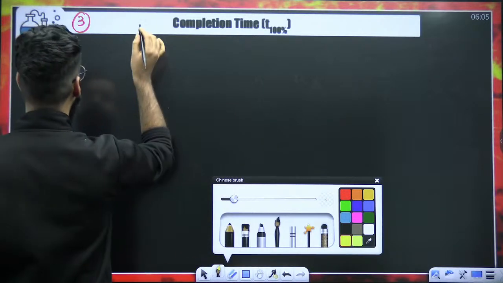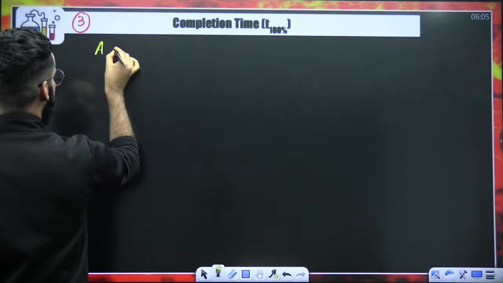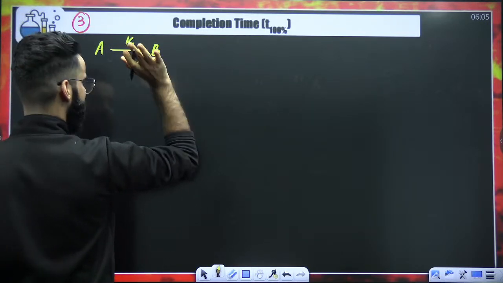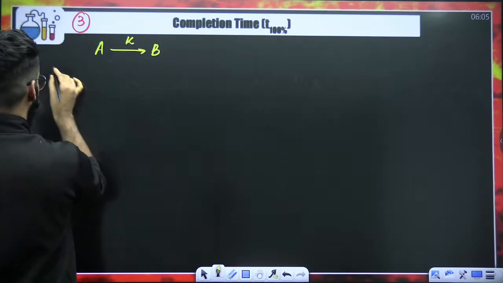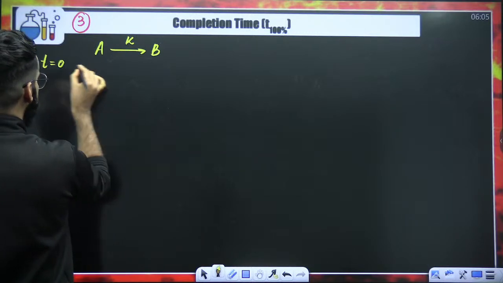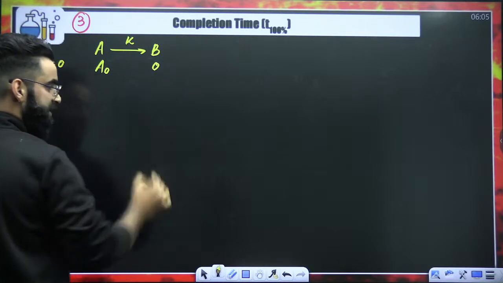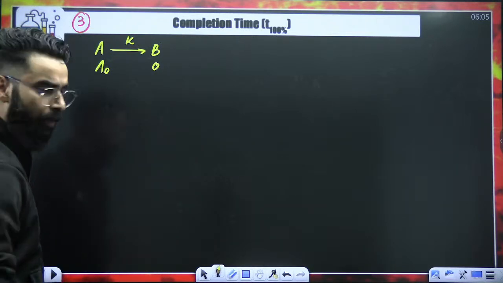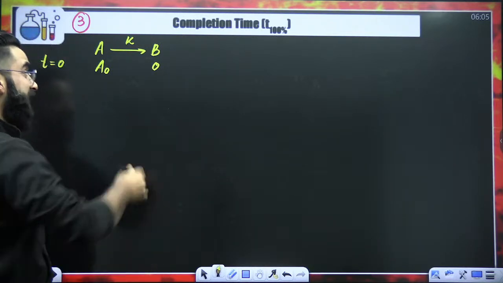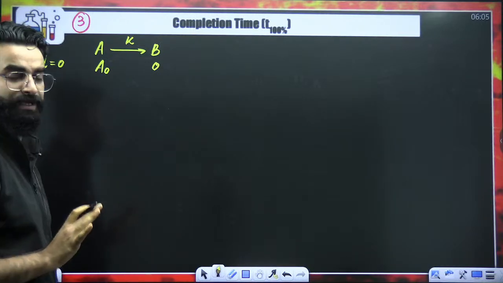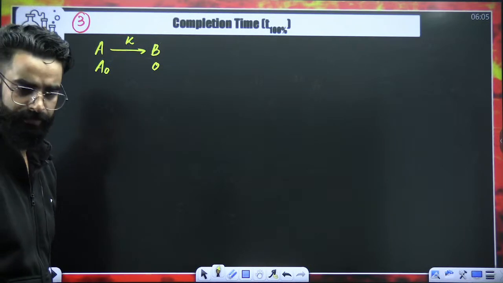My dear students, you have got the reaction again A gives B, whose rate constant is K. Order of the reaction is 1. It's understood it's a first order reaction. Now at time t is equal to 0, assume that the initial concentration of reactant is A naught. Now with time, what is going to happen? With time, the concentration of reactant will keep on decreasing.